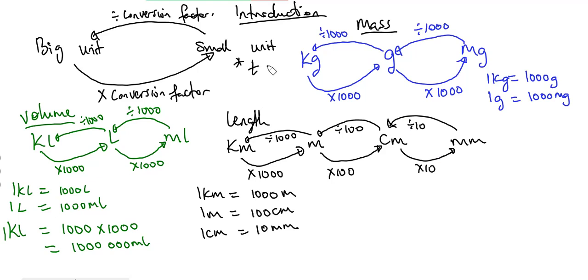I also forgot to put something here, a ton. If you are moving from a ton to a kg, it's also times 1,000, and going back you divide by 1,000. All right, now let's look at something new, which is temperature.